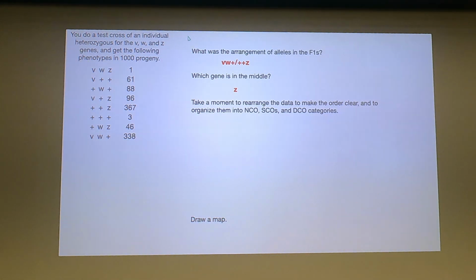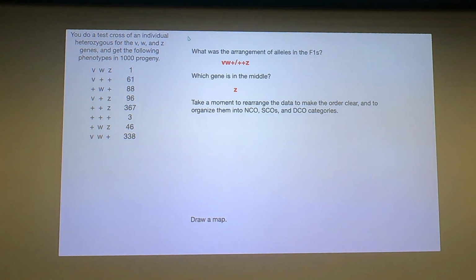Now the fun part. But again, like I said, this is really helpful if you get this on a homework set or a test. Just take a moment and reorganize the data. So we got a couple things to reorganize. One is we got to list Z in the middle. So this has got to become VZW. And this one stays the same, V plus plus. And this becomes plus ZW, you get the idea. Got to change all those around.